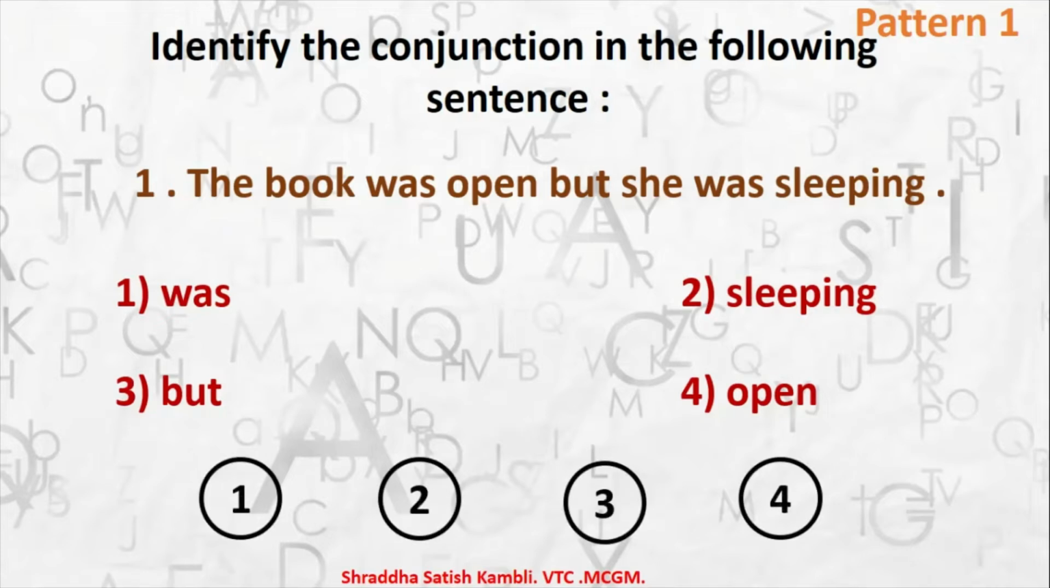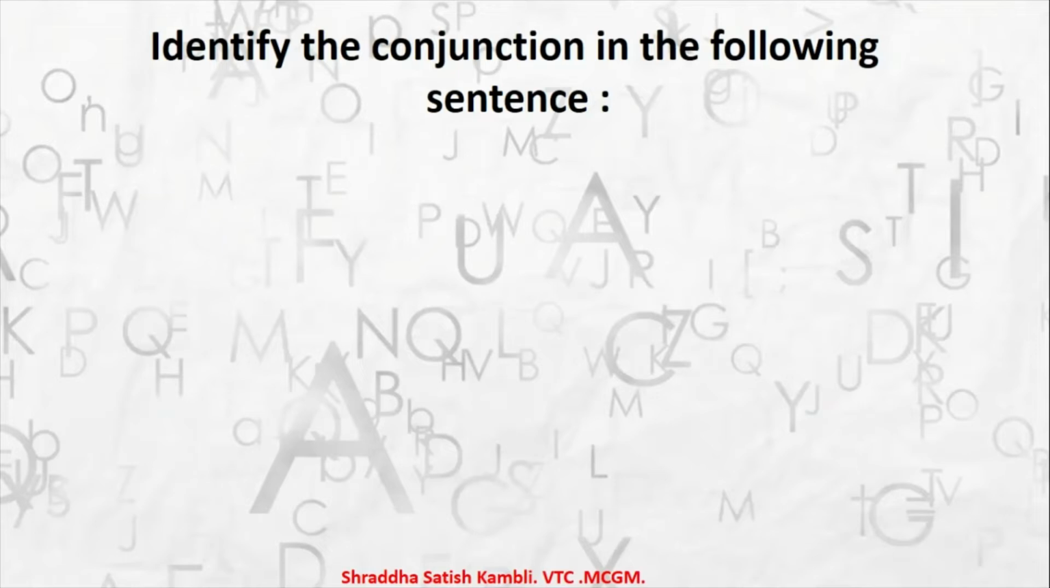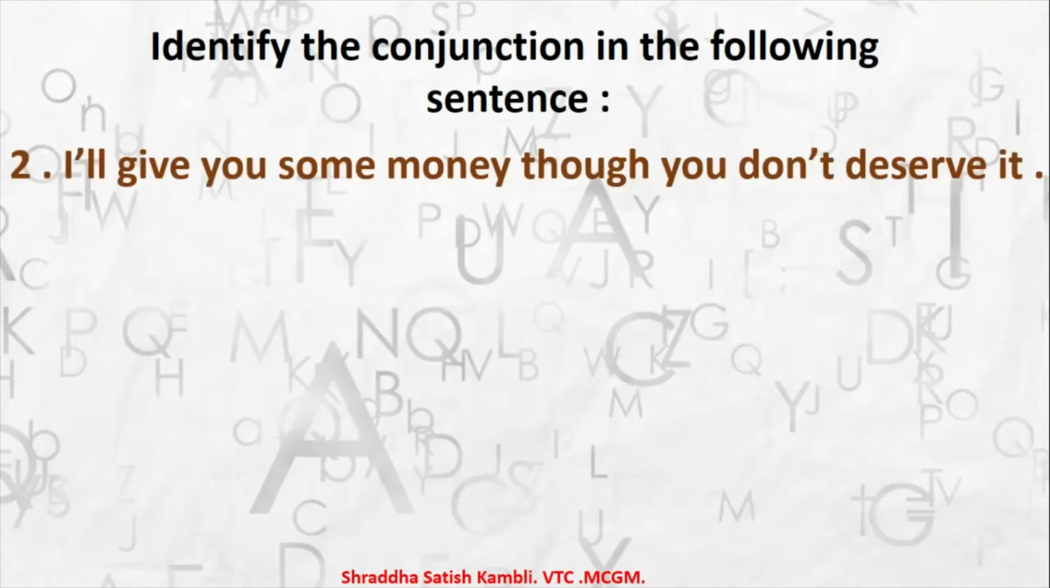So which one of these words is a conjunction? Is it 1, 2, 3 or 4? It is the third one, but. The book was open is one clause, she was sleeping is the other clause, and but here is the conjunction. Let's move on to the second example for today. The second sentence for you is, I'll give you some money though you don't deserve it.